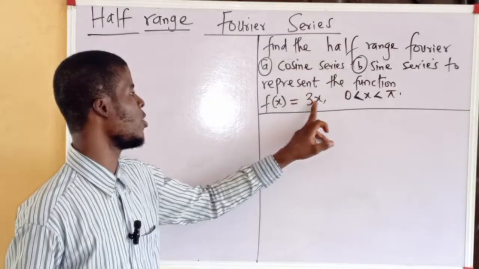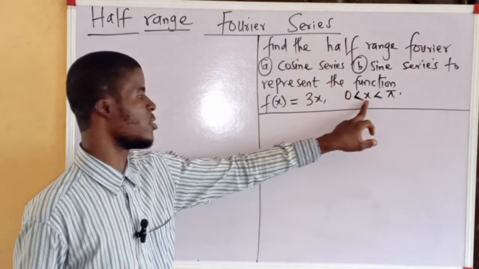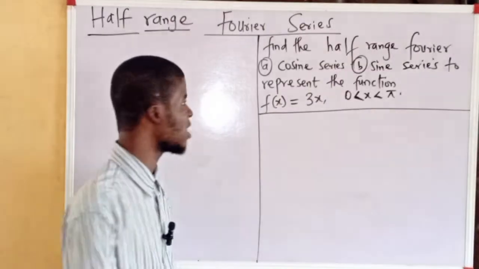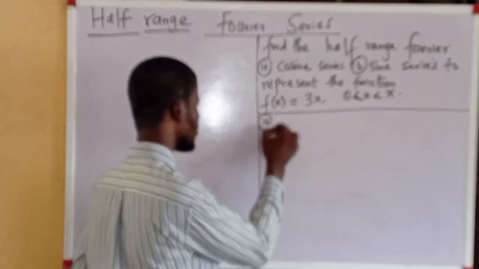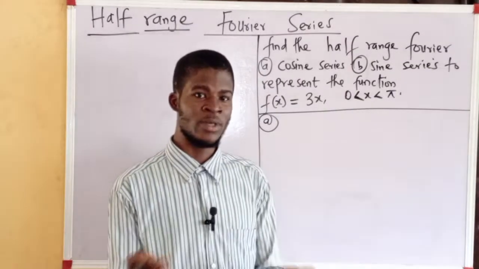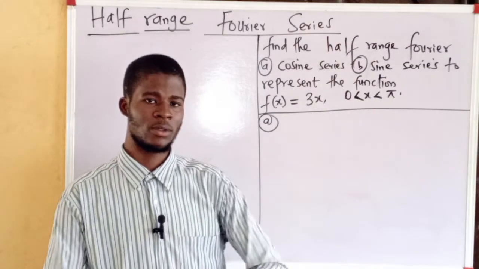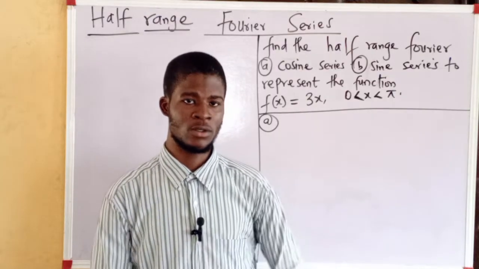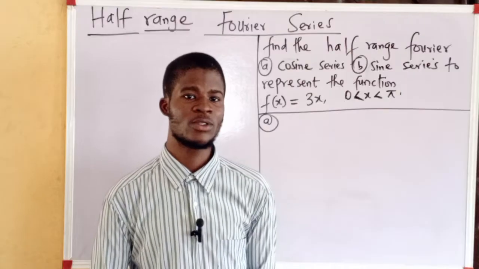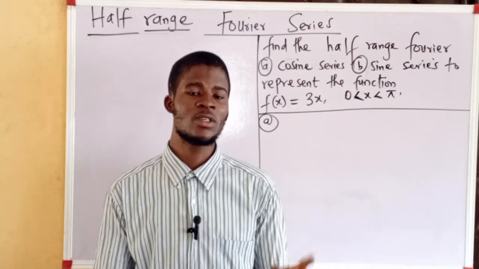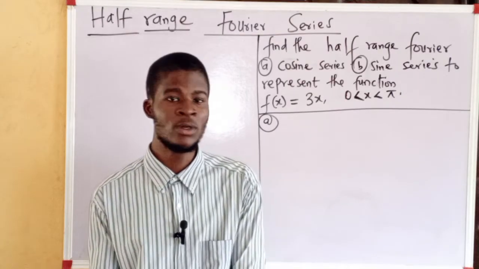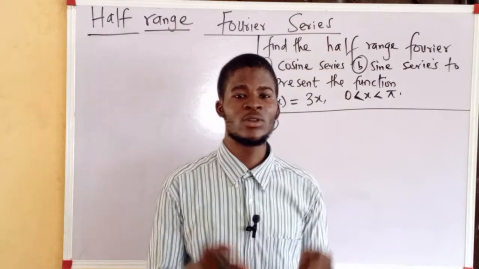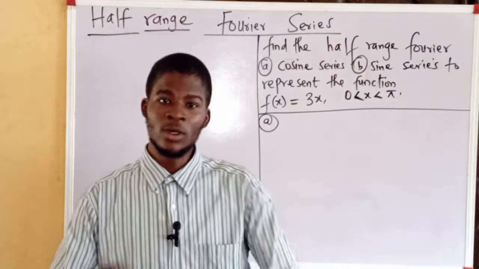F of x equal to 3x, 0 less than x less than pi. Since it is cosine series, I'm starting with cosine series now, the first one. Since it is cosine series, we need an even function. Remember what we said about even and odd functions. For even functions, the series will contain cosine terms only and a naught. And for odd functions, it will contain sine terms only.